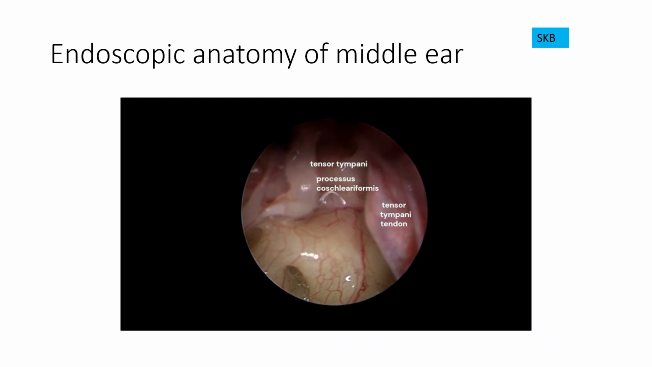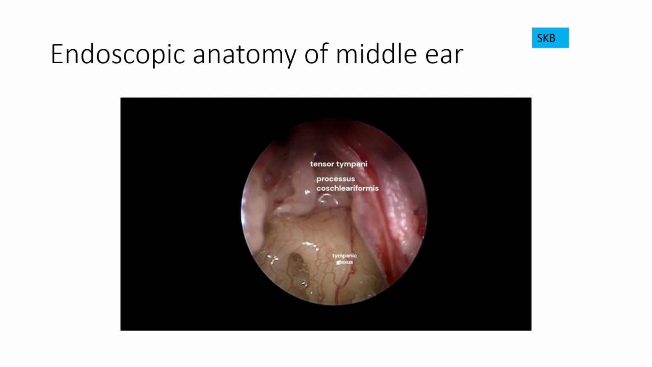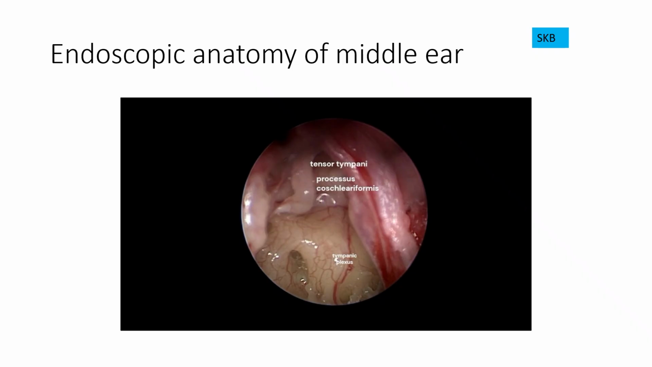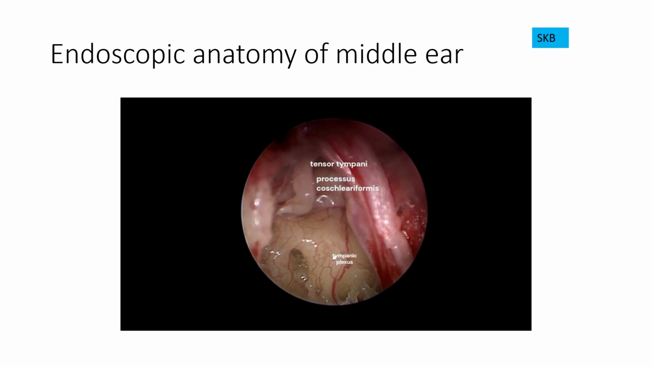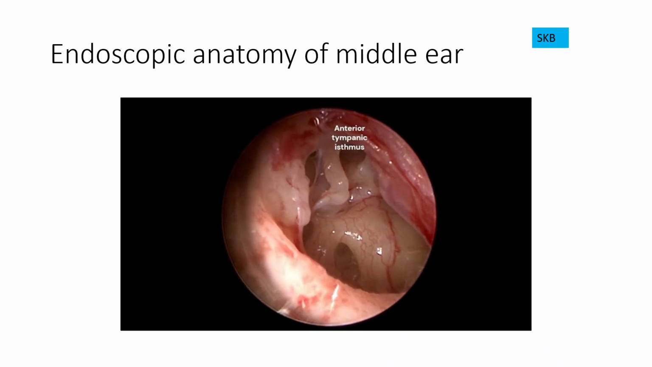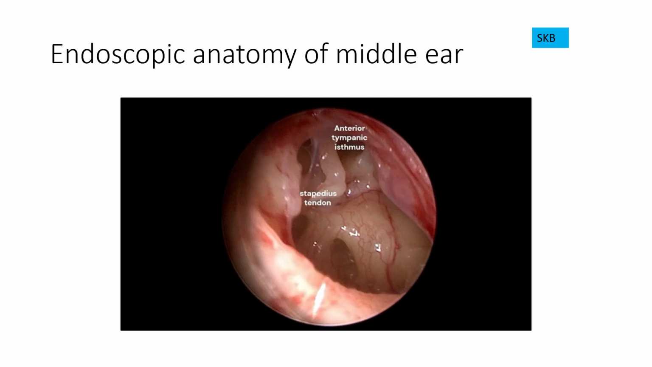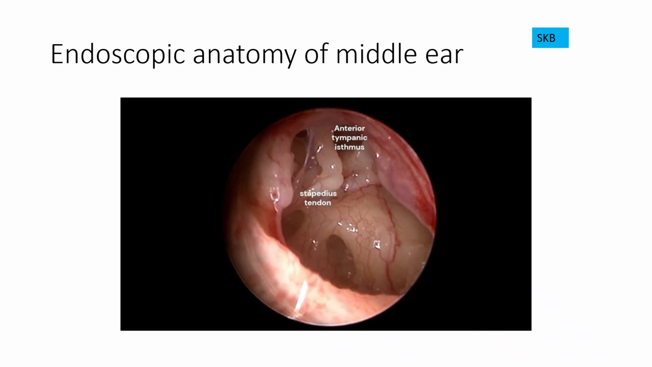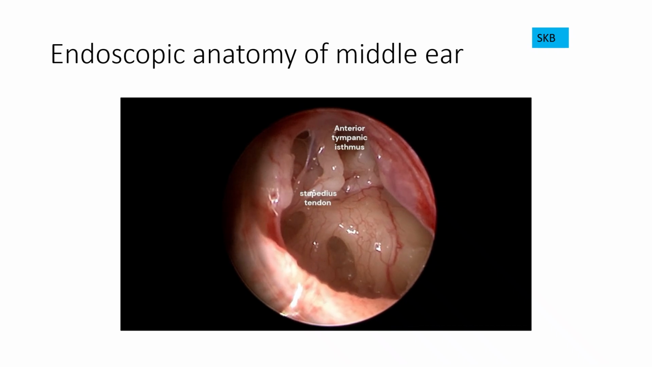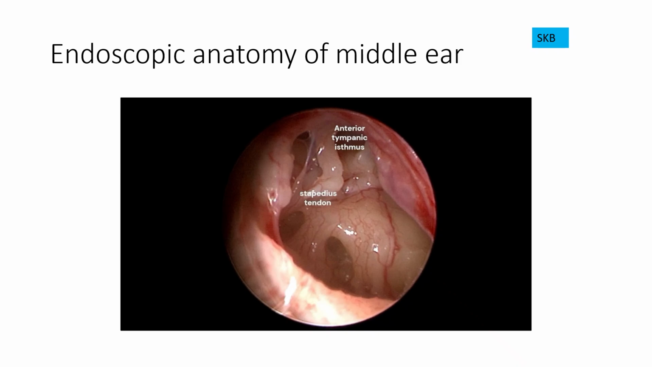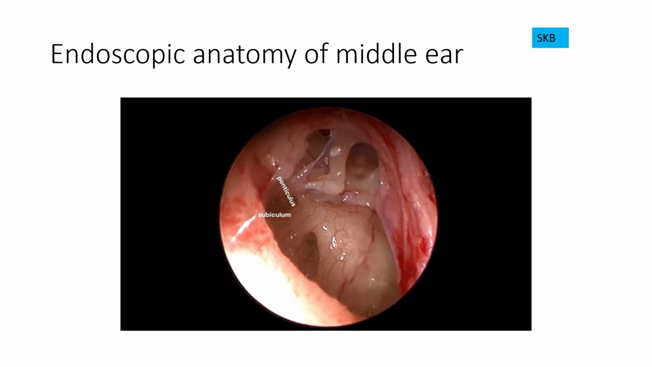lying in the floor of the epitympanum, and attached to it is the tensor tympani tendon. Over the promontory we can see the leash of blood vessels, and along with it runs the tympanic nerve, which forms a plexus. Now coming on to the ventilation pathway, we can see the anterior tympanic isthmus between the processus cochleariformis and the incudostapedial joint. Posteriorly, we can see the incudostapedial joint and the stapedius tendon attached to the neck of the stapes.